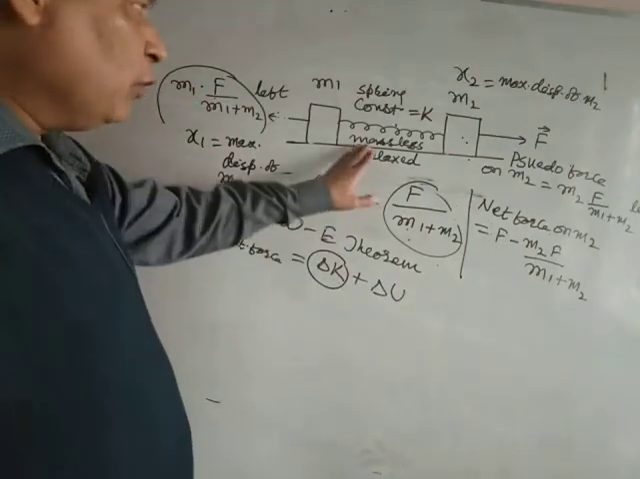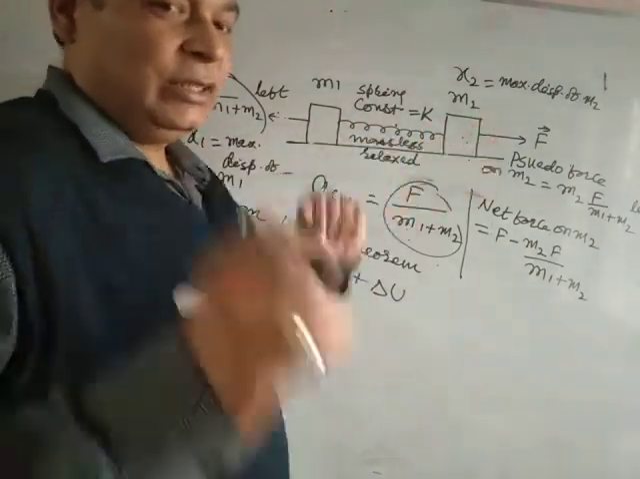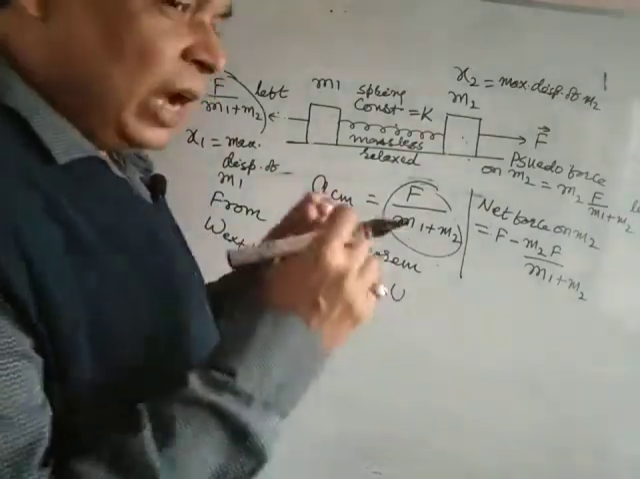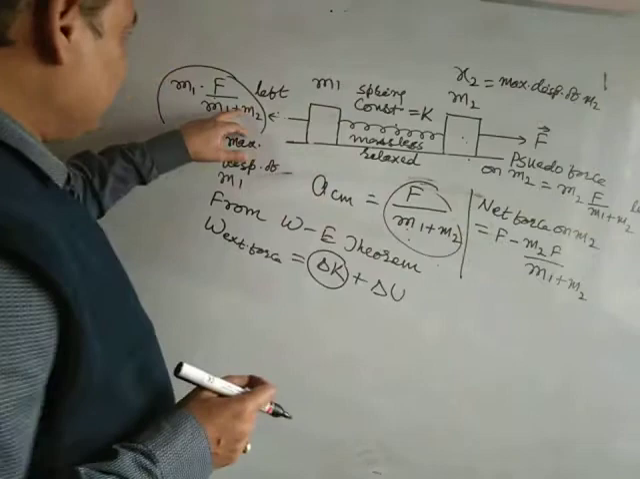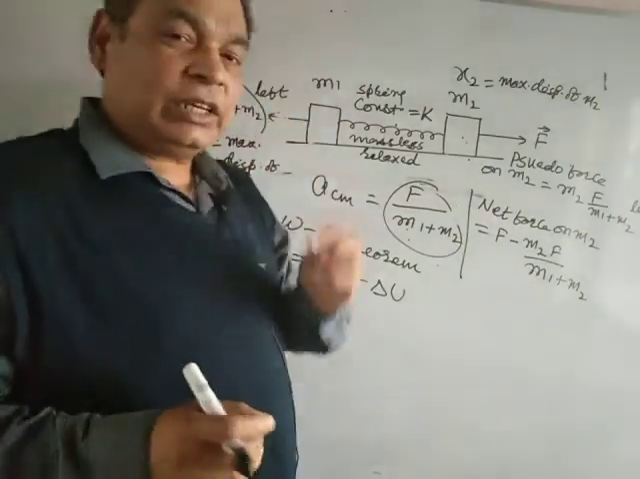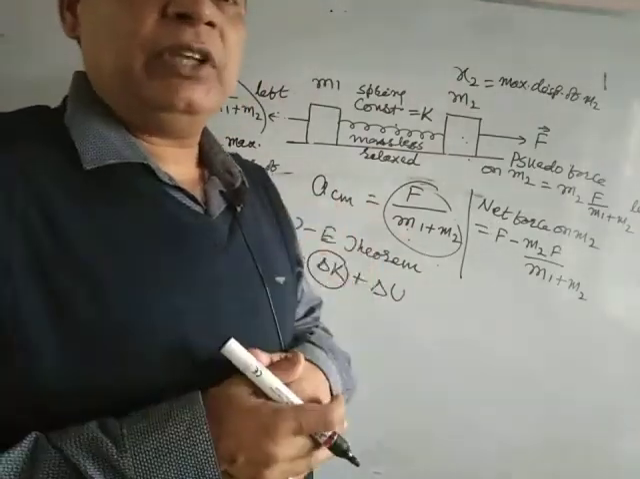At t equals 0, the velocity of M1 and M2 was 0. That is given in your question. So the initial kinetic energy was 0. At the time of maximum displacement, if the displacement of the same one is x1, that is maximum, then in the case of maximum displacement, the rate of change of displacement will be 0.